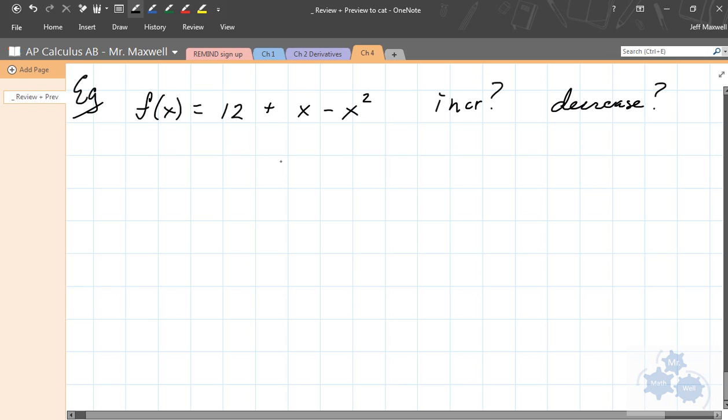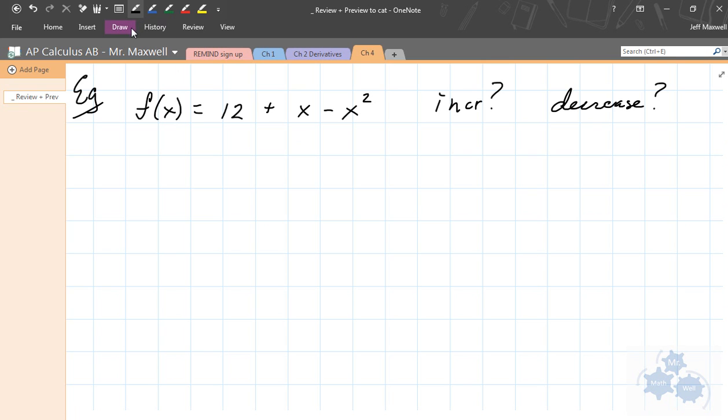And I want you to use sign analysis. So use this method that we've been looking at. You may be able to figure out this another way a little bit quicker, but I want you to practice your sign analysis.